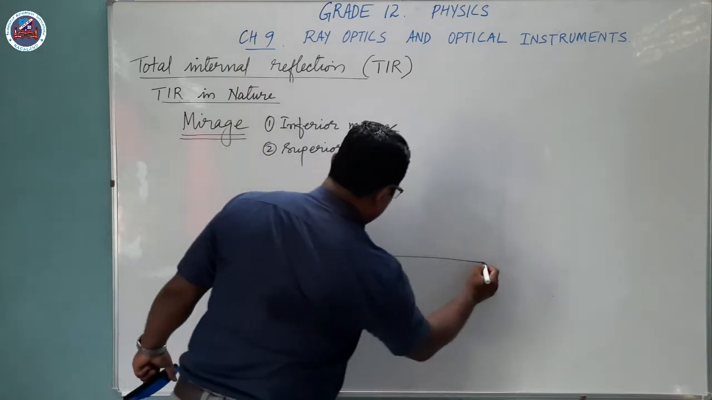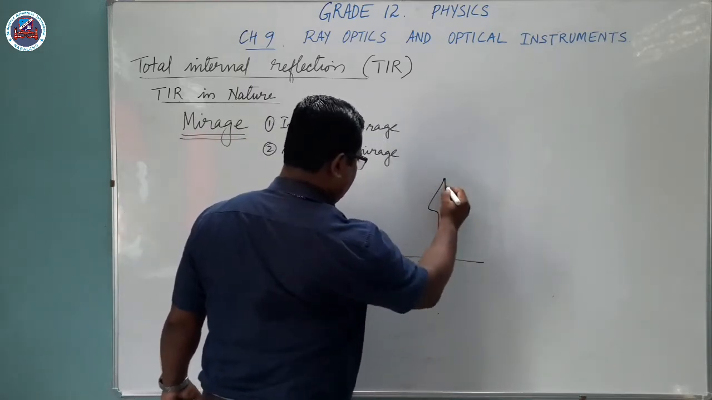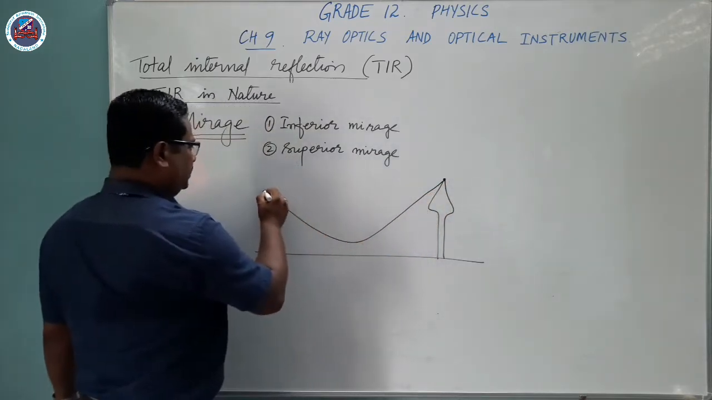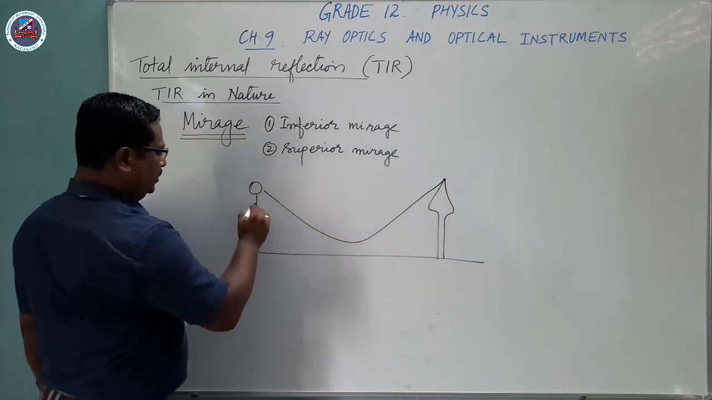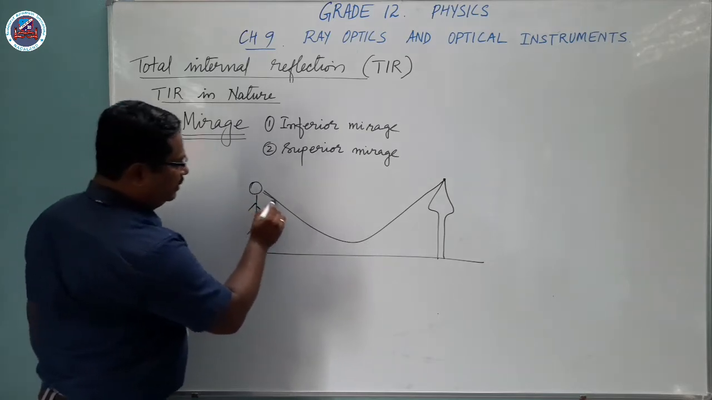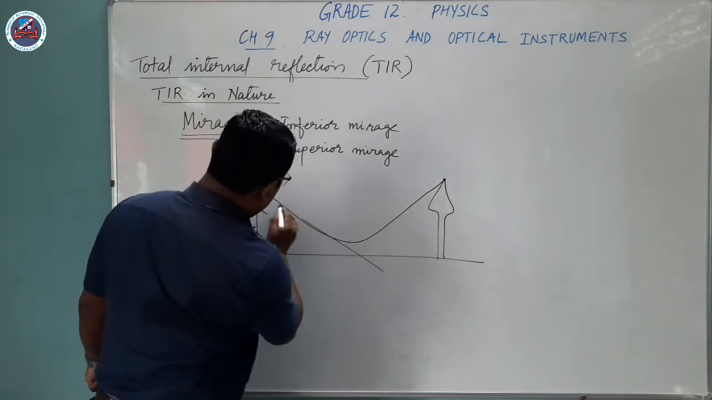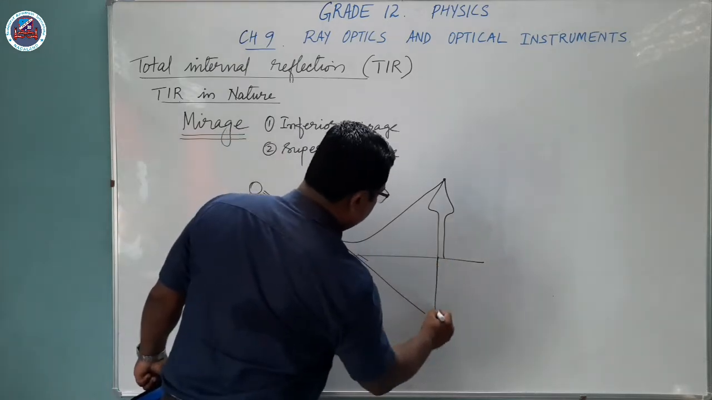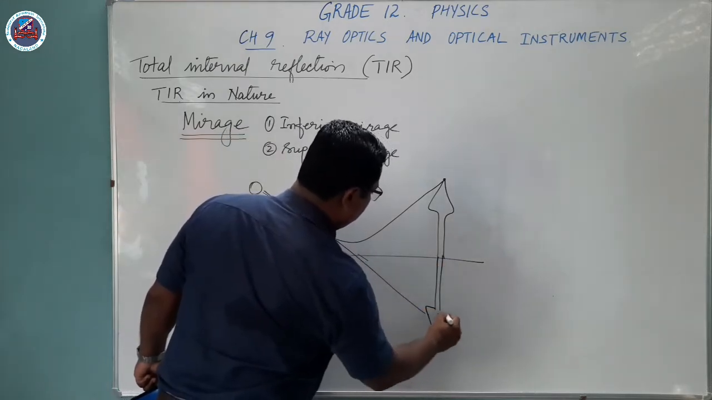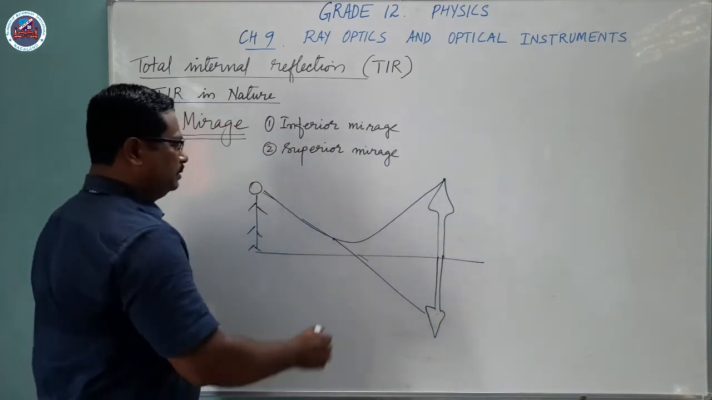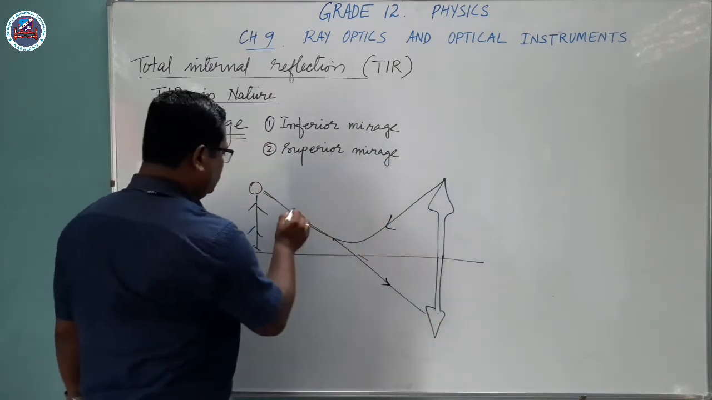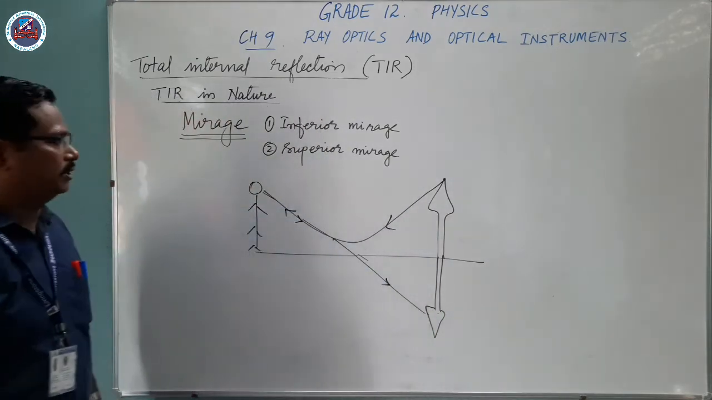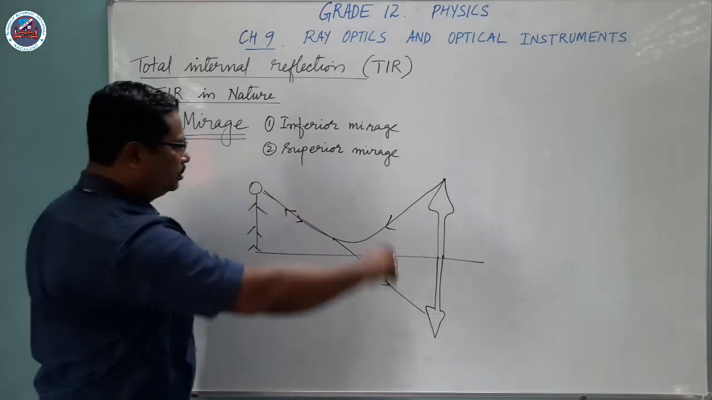You take the ground level, take one tall structure, say a tree or a tower, allow the light ray to come like this and bend it this way. Keep the observer here, and then along this line, you can go straight so that you can see the tall image downward. It will be upside down. This way you can draw, and you need to prepare a short note on it.